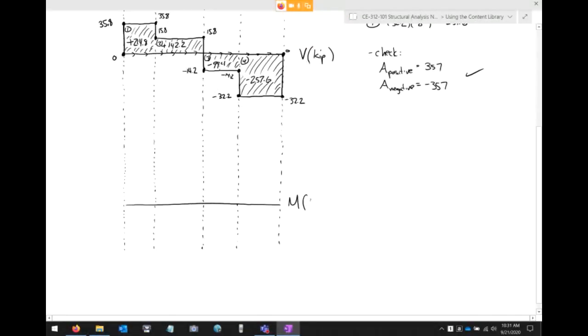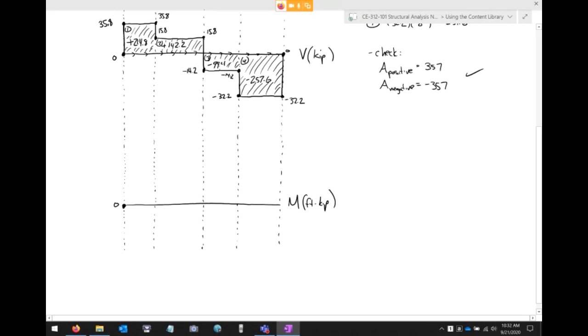So, moment diagram, foot kips. Okay, so let's draw this out. Now, again, with a moment diagram, we are going to start and end at 0. Because hopefully if we've done this right, then not only does the sum of forces in the y direction equal 0, but the sum of moments equals 0. We're probably on the right track since our areas worked out.